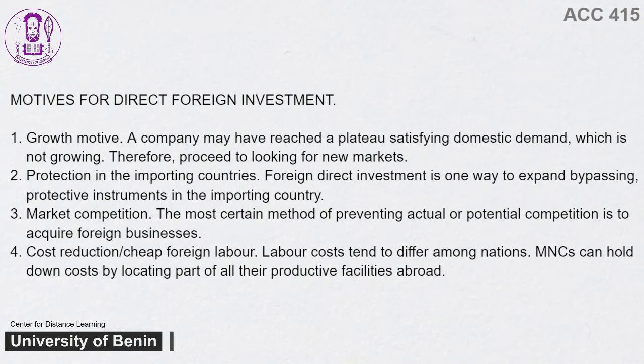3. Market competition. The most certain method of preventing actual or potential competition is to acquire foreign businesses. 4. Cost reduction, cheap foreign labor. Labor costs tend to differ among nations. MNCs can hold down costs by locating part or all of their productive facilities abroad.